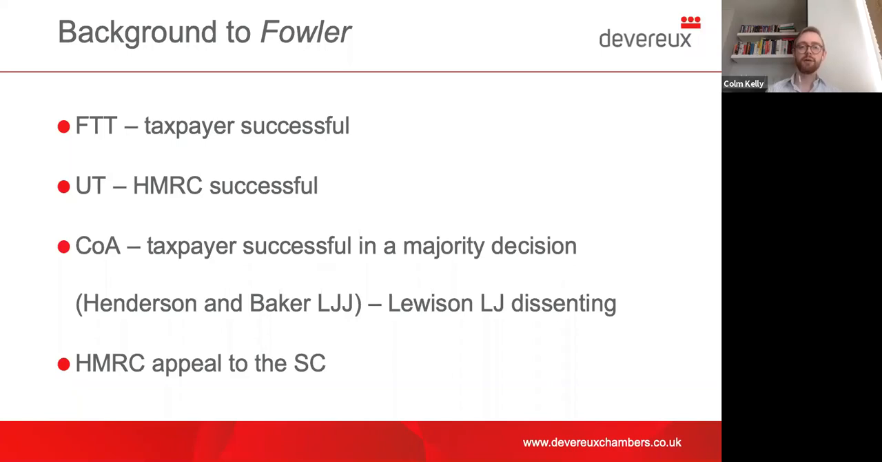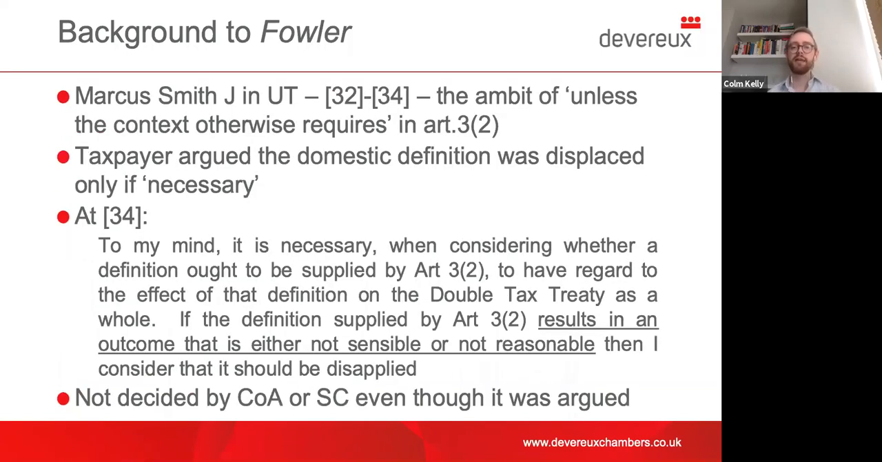But first, I'm going to pick up on one point that stayed in the upper tribunal and, although argued, never got a decision any higher up, which is that point Akash flagged. You'll recall that in Article 3.2, undefined terms are given the term that the domestic tax law of that state would give them, unless the context otherwise requires. And there was an argument over what that meant. The taxpayer's argument was that this had to be necessary.